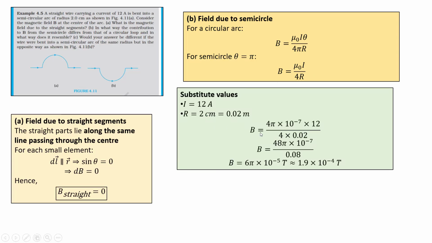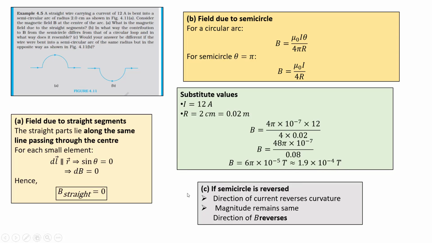Now we'll substitute all the given values. Mu 0 is 4 pi into 10 to the power minus 7, current is 12, divided by radius, which is 2 centimeter, 0.02 meter. If you simplify, you get the answer nearly 2 into 10 to the power minus 4 Tesla. Now we'll go for the third part.